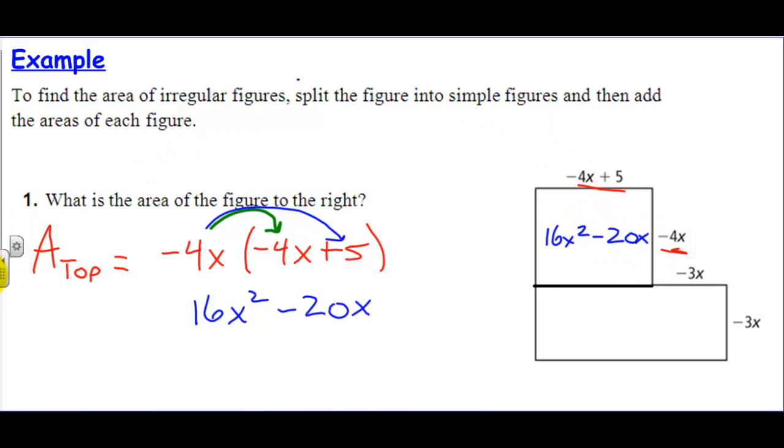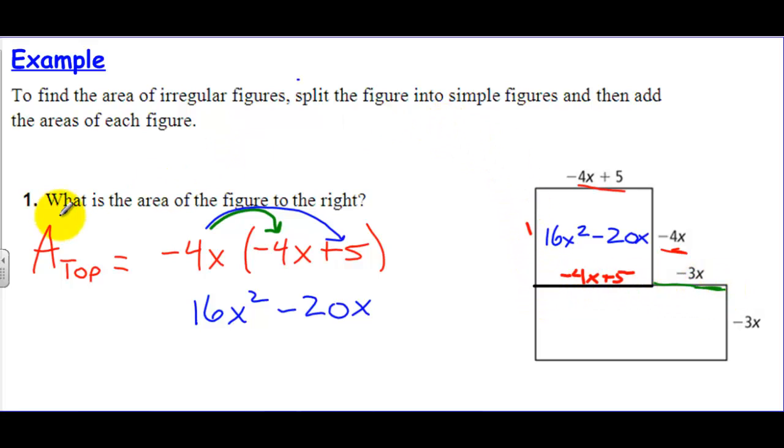Okay? For the bottom one, we have a little bit of a problem. If I asked you what the length of this was, I don't have an expression that represents that. I only know that this little piece right here is negative 3x. I don't have something that represents the entire length. But what we do know is that in rectangles, whatever the length of the top is is also the length of the bottom. So I can move this negative 4x plus 5 down into this space, and if I add together this little section plus the little section for the negative 3x, together they will make up the length of this bottom rectangle.